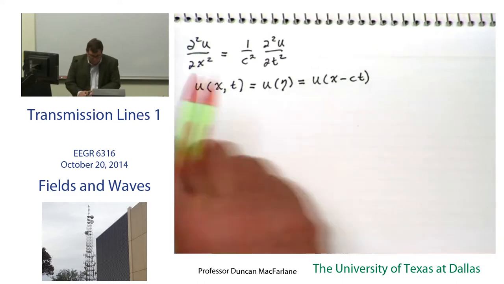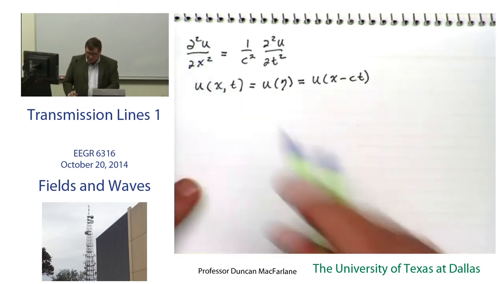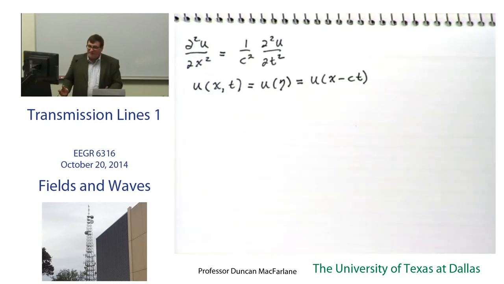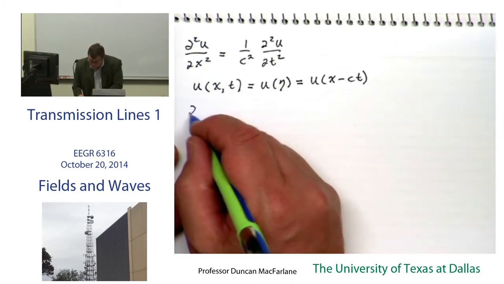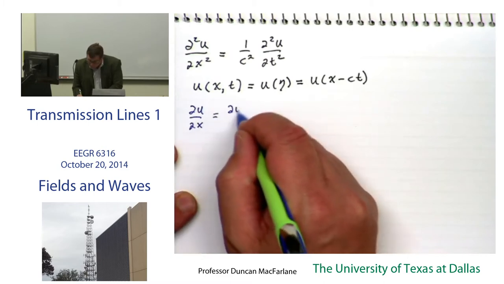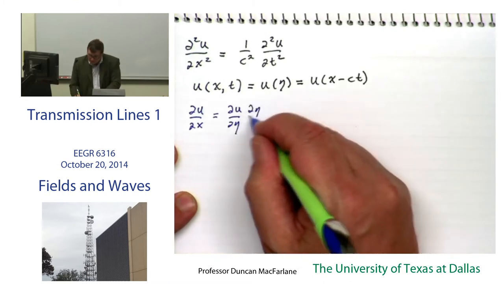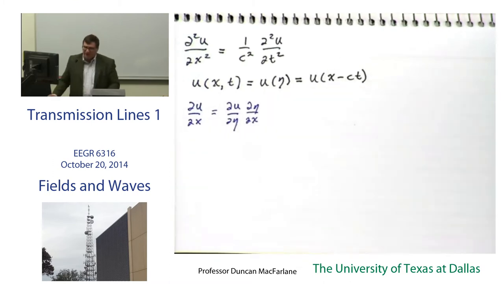All right, now how do I do this? Well, I've got to figure out how to take derivatives. I've got to figure out how to take a d by dx in eta, and I have to figure out how to take a d by dt in eta. So what I'll do is I'll go del u del x is equal to del u del eta del eta del x. That's the chain rule. Is that what I did?